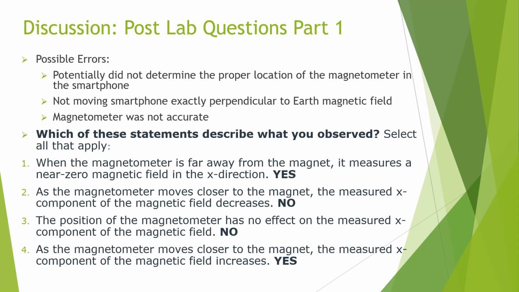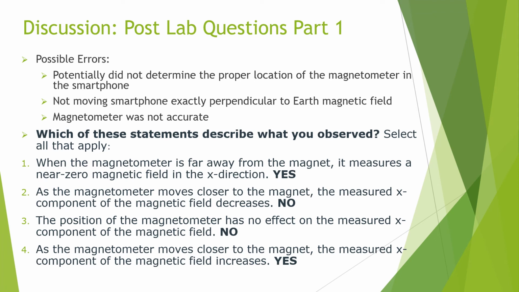Some possible errors that could have made our computational and experimental values for the 45-degree angle measurement different include potentially not determining the right location of the magnetometer in the smartphone, which could have set the distances differently, not moving the smartphone exactly perpendicular to Earth's magnetic field, thus having the Earth provide some magnitude when we were just trying to determine the bar magnet, and also the magnetometer itself could have been inaccurate.